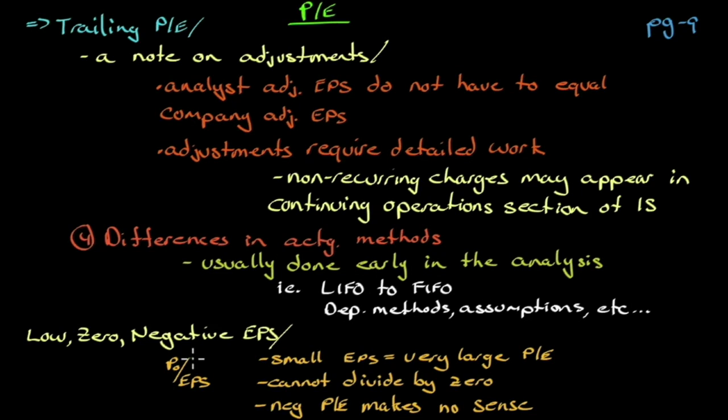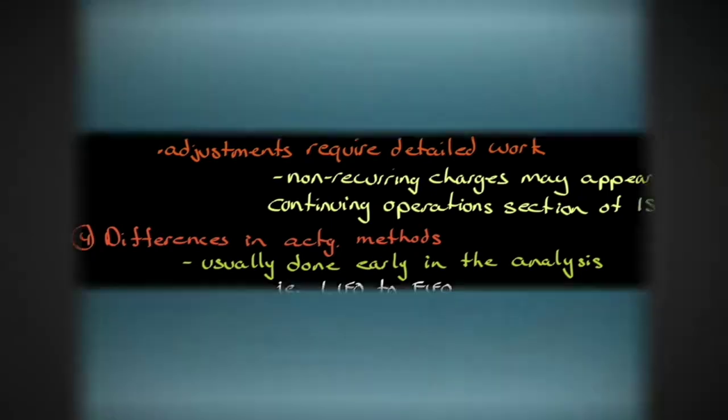Does that make any kind of sense at all? No, it's a useless number. What if it's 0? Well, you can't divide by 0, so there's a limitation there. Negative PE, again, makes no sense. That's suggesting that somebody will pay me a certain amount of money for every dollar the company loses. Well, again, nobody's going to pay you to take stock off their hand. You've got to buy it from them.